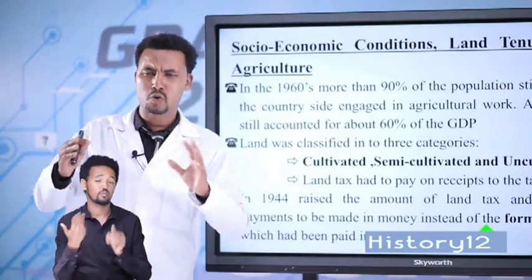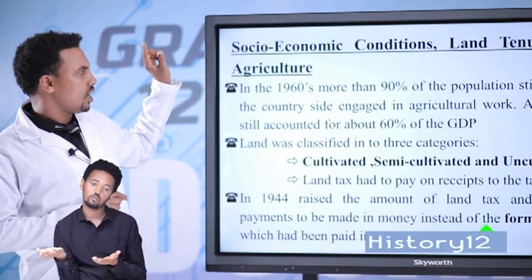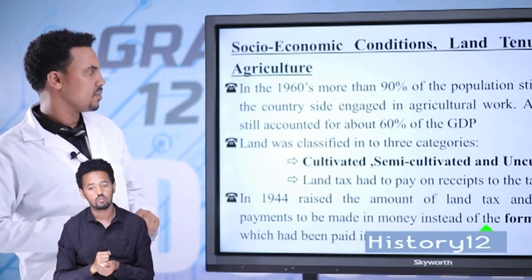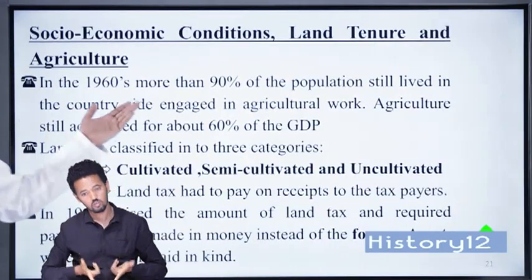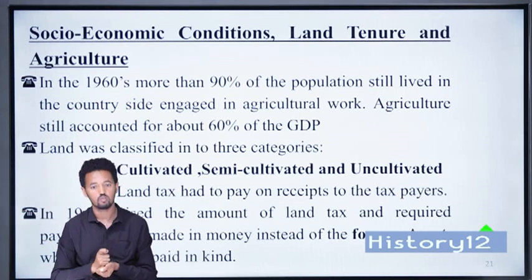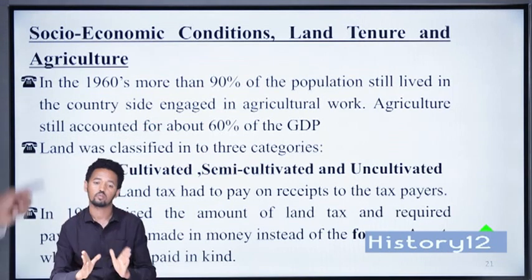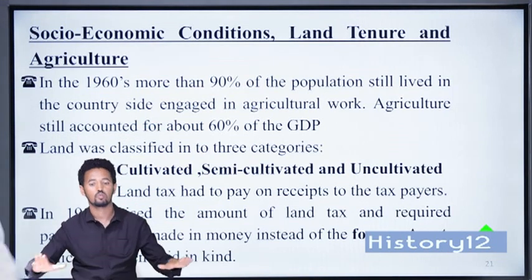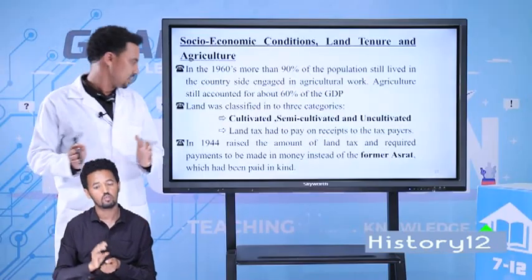What was the socio-economic condition during the time? Socio-economic condition, agriculture. In 1916, more than 90% of Ethiopian people still lived in the countryside, engaged in agriculture. Ethiopia got 60% of GDP from agriculture. Land was classified into 3 during this time: cultivated, uncultivated, and semi-cultivated.